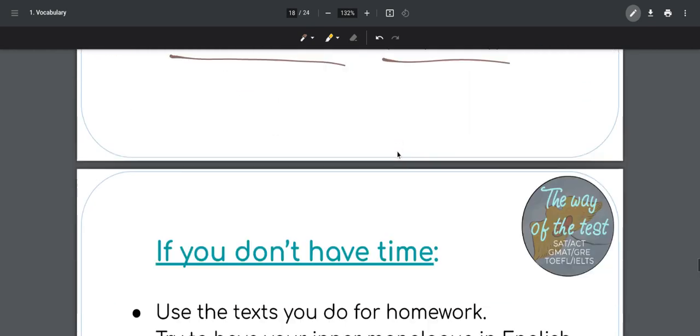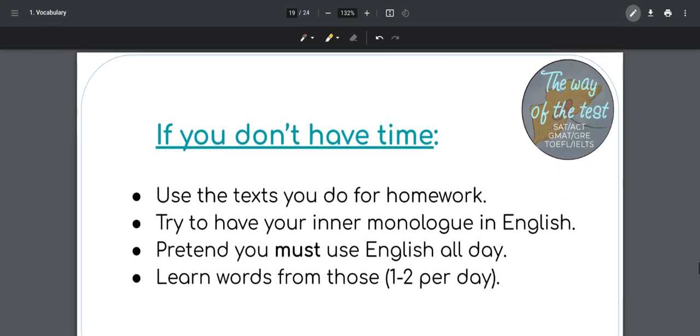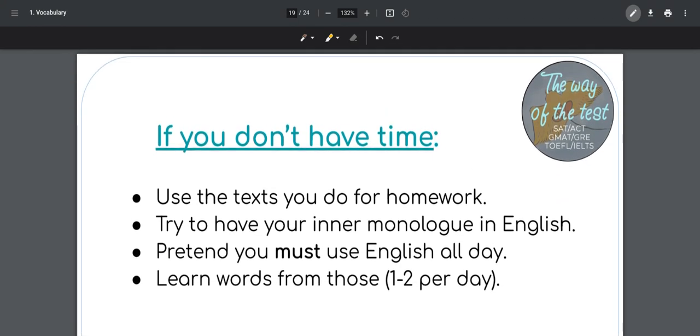Now, let's say you don't have the time. I'm in school, my exam is in 1 month. What do I do? Well, you're going to use the text from homework, the text that you use with your digital SAT, and you're going to learn words from those. You're still going to choose 1 or 2 words per day, because we're assuming you don't have the time, and you're going to learn those words from the readings, from the text that you're already using.